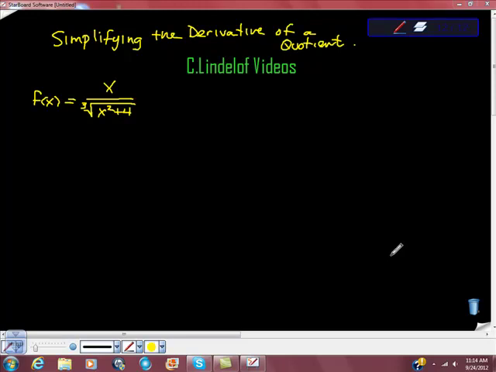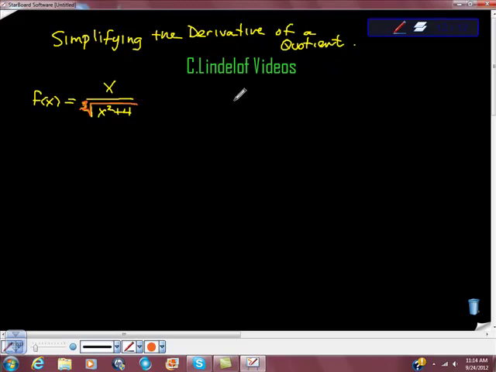Okay, another one of the derivatives. So here, simplifying the derivative of a quotient. Here, I'm hoping that you'll see, obviously, that we have the quotient rule happening, but I'm also hoping that you might recognize that right here, we're going to need to use the chain rule.